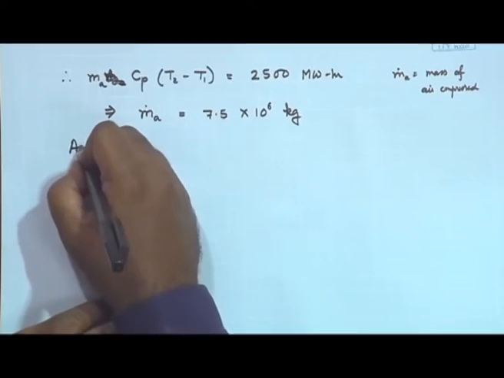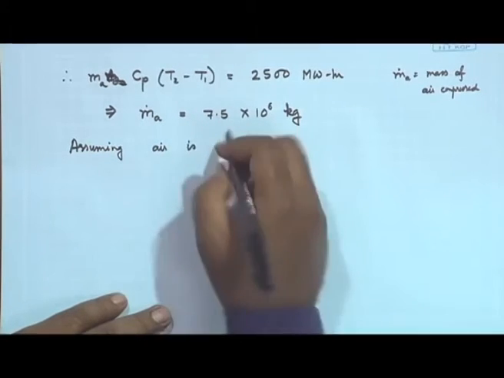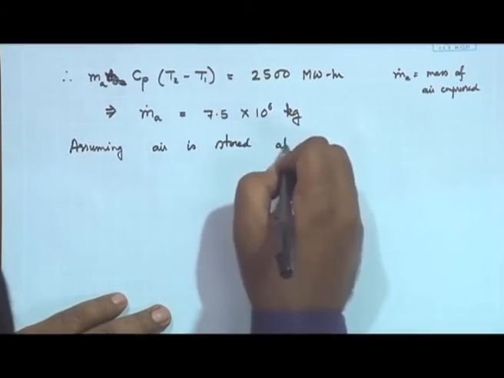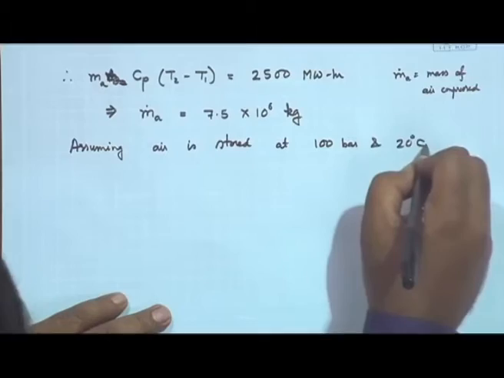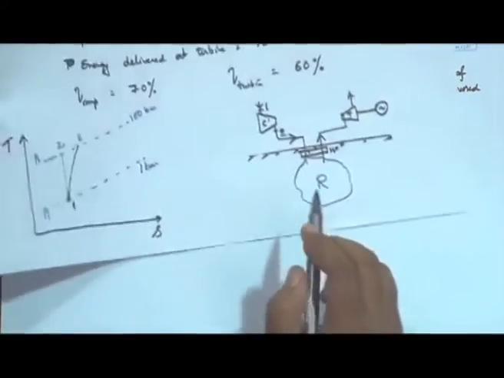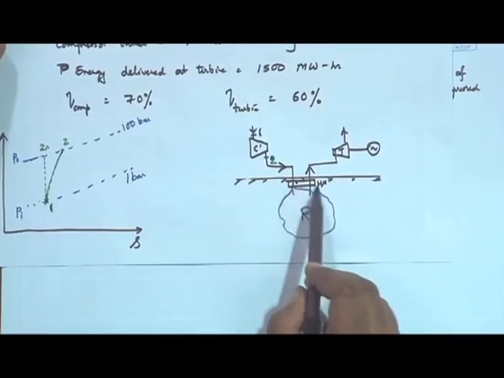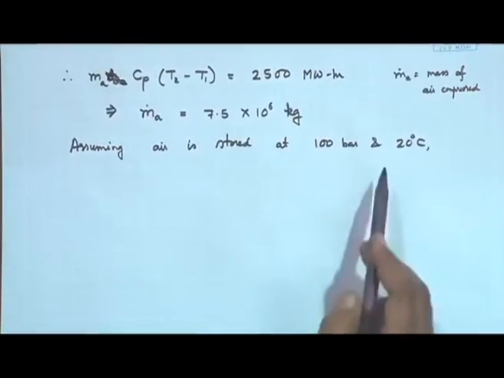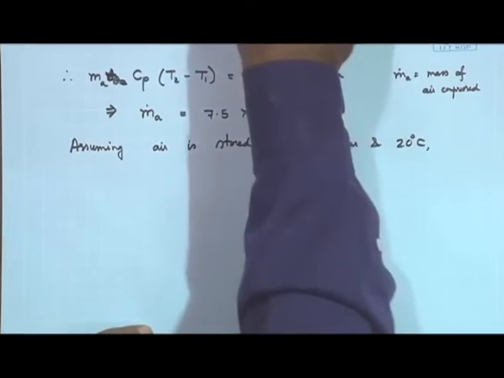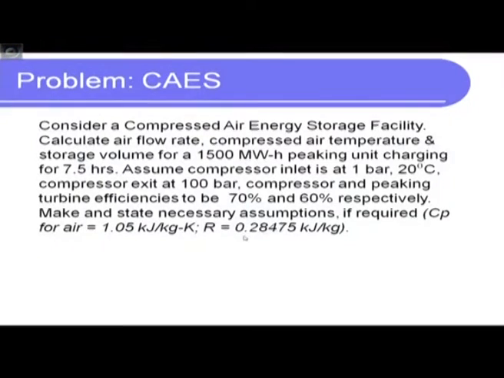So, next what we will do is, assuming air is stored at 100 bar and 20 degrees centigrade. Recall here, after this it is at 100 bar and it is cooled down by this heat exchanger, and we are assuming that it will be cooled down to the original temperature of 20 degrees centigrade. It may not be, but that is the assumption we are making, okay, because the problem statement says make and state necessary assumptions, all right.